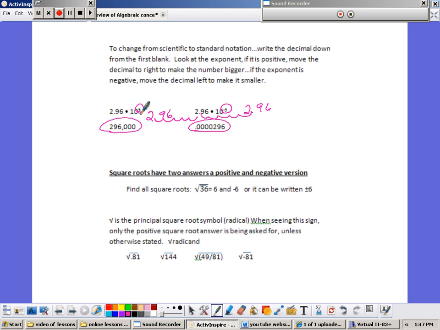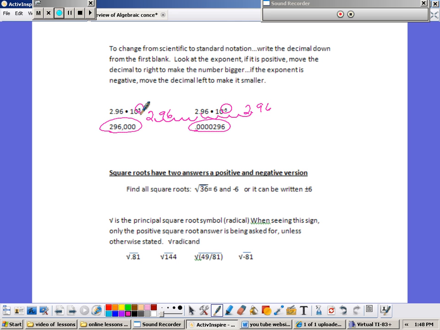Okay, the definition of square roots. Square root always has two answers, a primary root and a secondary root. The primary root is positive, the secondary root is negative in most cases. So the square root of 36 is 6 or negative 6. Usually we only work with the positive square root unless it's otherwise stated. So we're going to be working with the primary or the principal.